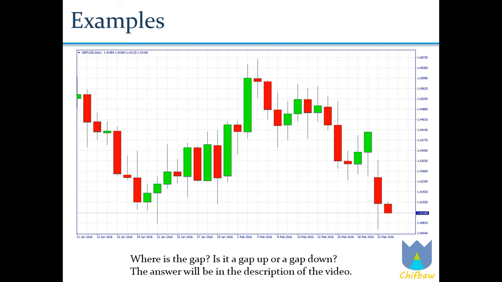Here is a chart of the price action of the GBP, the sterling, against the dollar. Try to find the gap on this chart. It's pretty easy. I just have to look carefully. Now, let's go to the next section.